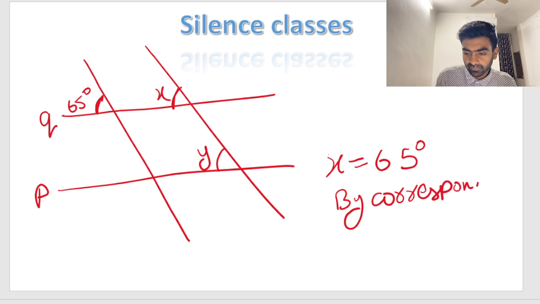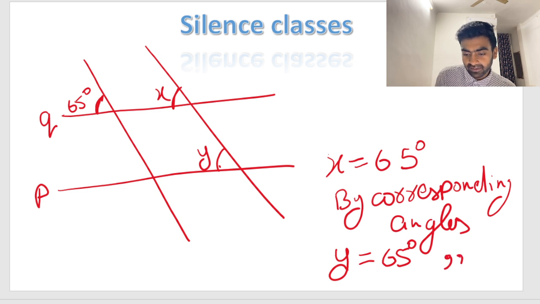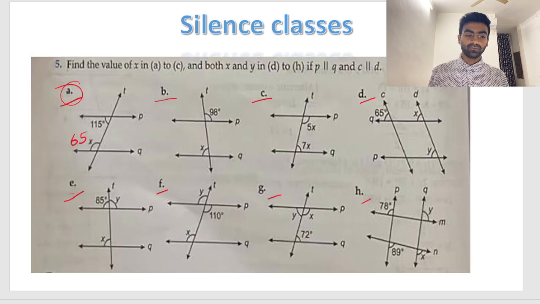By corresponding angles. And by the same corresponding angles we can see that angle X and angle Y are also corresponding angles. So we can say Y is equal to 65 degrees by corresponding angles. So we got the value of X and Y in one go. If you know all the properties, the questions are very easy.